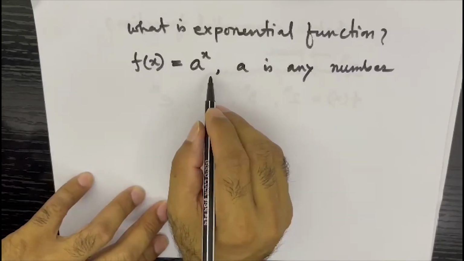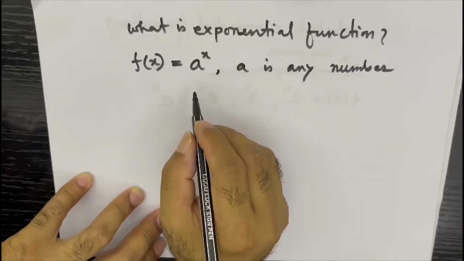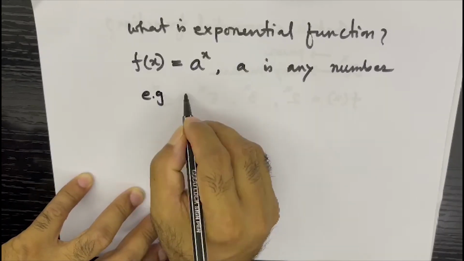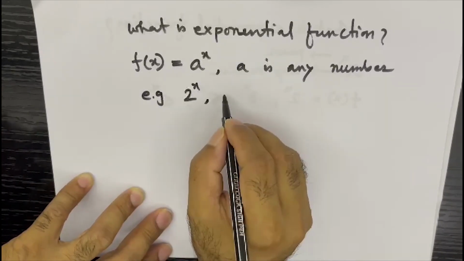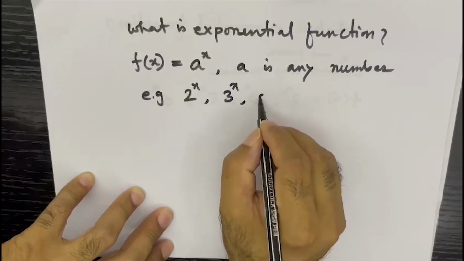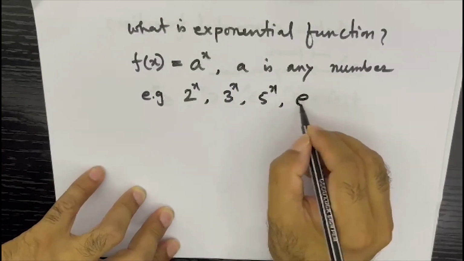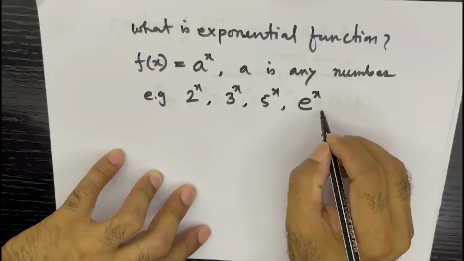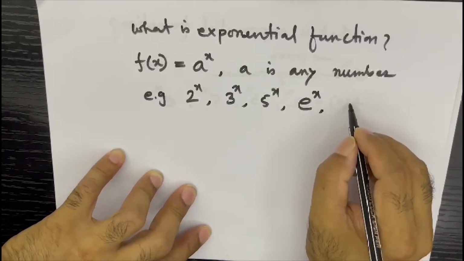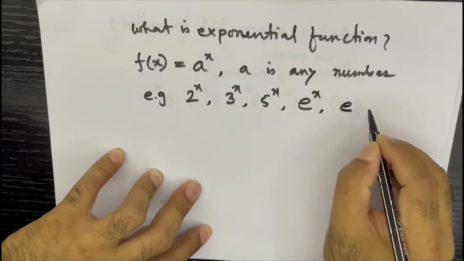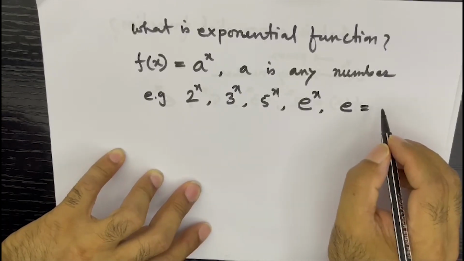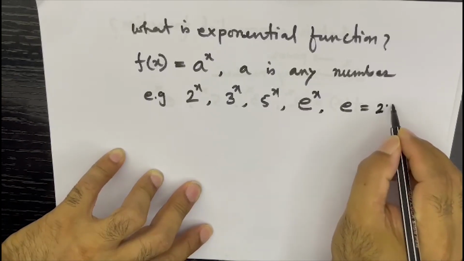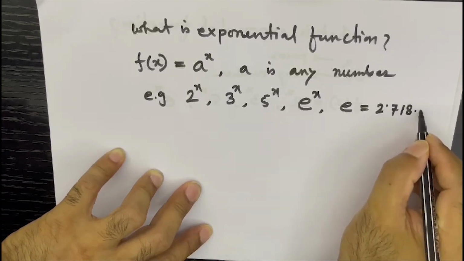For example, we can say 2 to the power x, 3 to the power x, 5 to the power x, e to the power x. e is a special number. e is an irrational number whose value is between 2 and 3, 2.718 and so on.